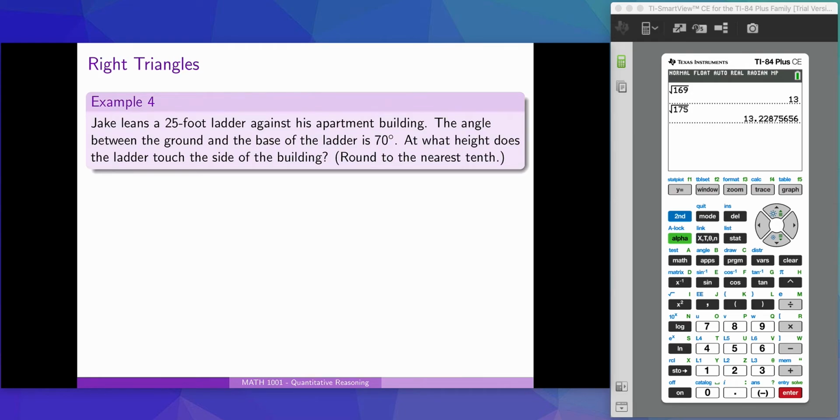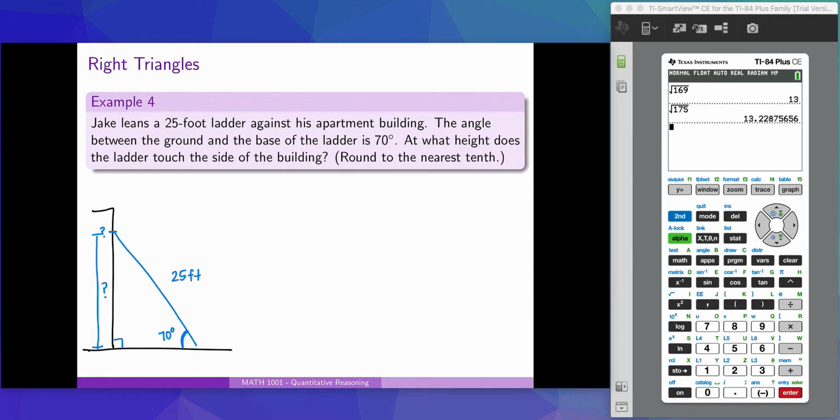It says, at what height does the ladder touch the side of the building? So we want to know, okay, well, here's where it touches. What height is that? Which means we need to know what is that distance. So this is our question mark. Notice what's happened. We've created a right triangle, assuming that the building hits at a right angle to the ground, which it probably does.